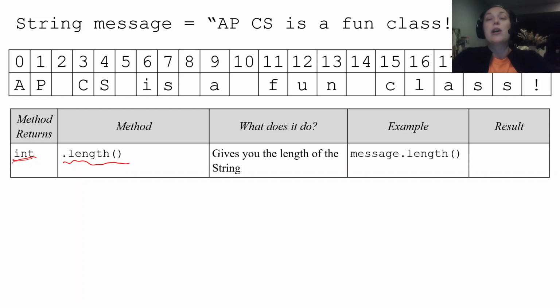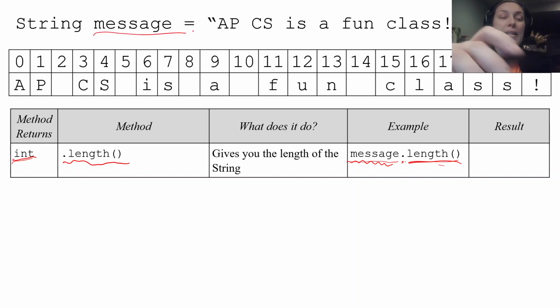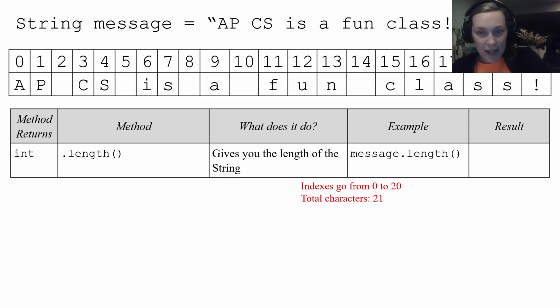Now here's your example. It says message.length. So message is your reference variable. So if you go up here, remember that message was the name of your variable. So we're working with that string literal, "APCS is a fun class", .length. So what's the length of this?